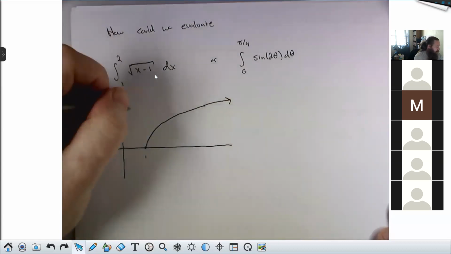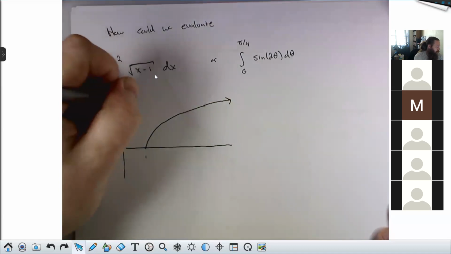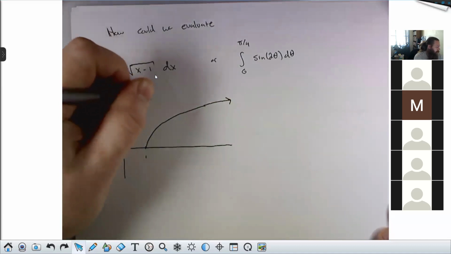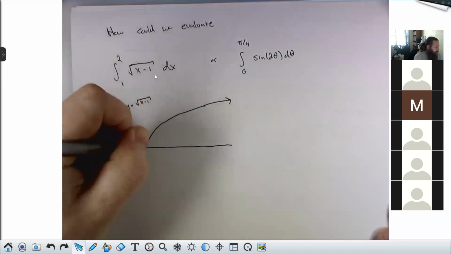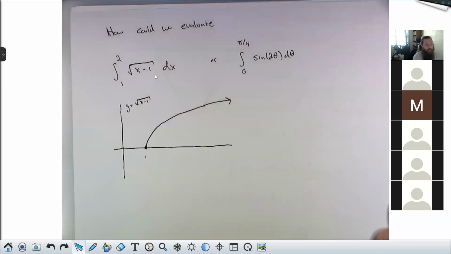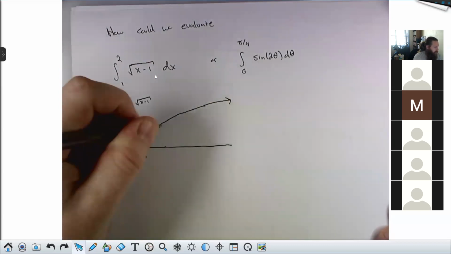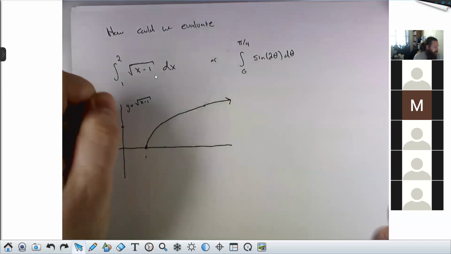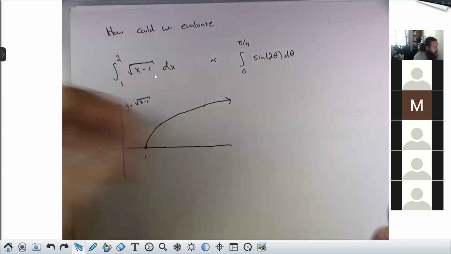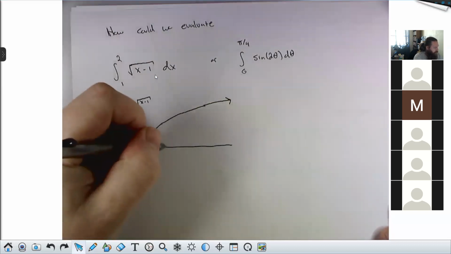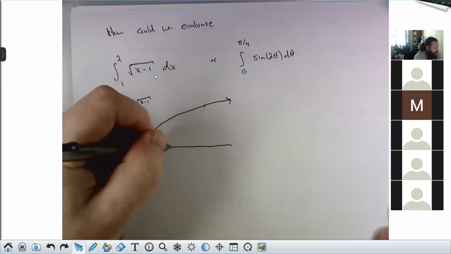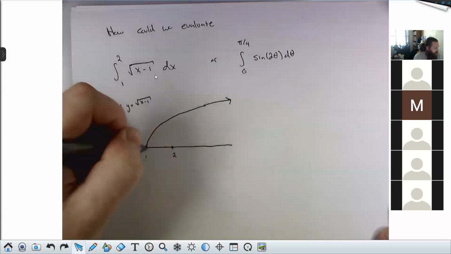This is y equals square root of x minus 1, like this. We have a vertical tangent line here at 1. When x is equal to 2, the height here should be 1. And that's what we want. We want the area. I'll shift this out actually a little further. Why not? Call this 2.